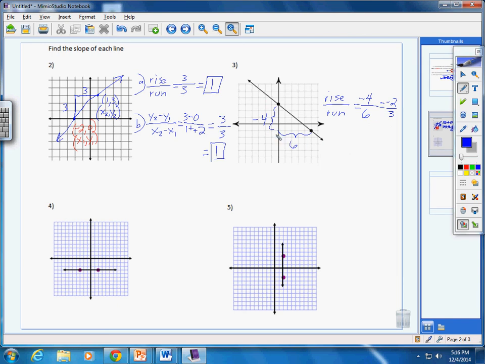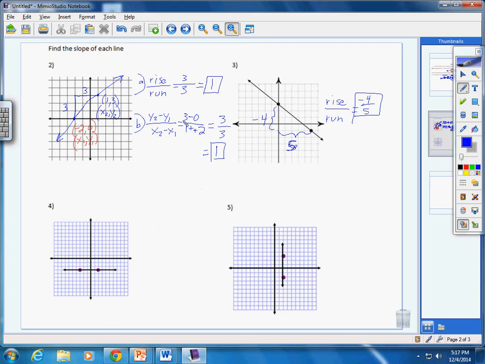Oops. 1, 2, 3, 4, 5. I made a mistake because I counted wrong. So let's do it again. The run was actually only 5, because you count from here. 1, 2, 3, 4, 5. So forgive me, it's still done the same way. I just used the wrong number. So your rise over your run should be negative 4 divided by 5. And that is your slope, negative 4/5.